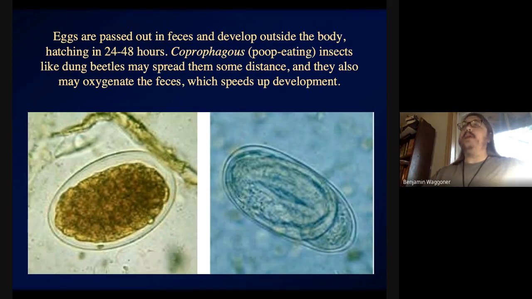The larvae can survive in the soil for up to 6 odd weeks. Insects like dung beetles, which are called coprophagous, meaning they eat poop, can actually spread the eggs some distance, and the burrowing of dung beetles can also speed up development by bringing oxygen into the feces. So these are transmitted when you poop on soil.